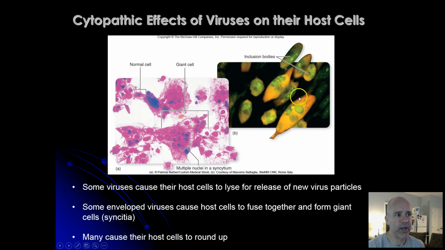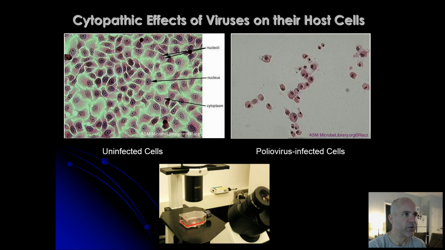Other viruses will set up, this is a host cell for a virus, and these green areas you see on the inside are called inclusion bodies, and that's where some viruses will set up these elaborate viral replication factories inside their host cells and take up quite a bit of the space in there. Those are called inclusion bodies.